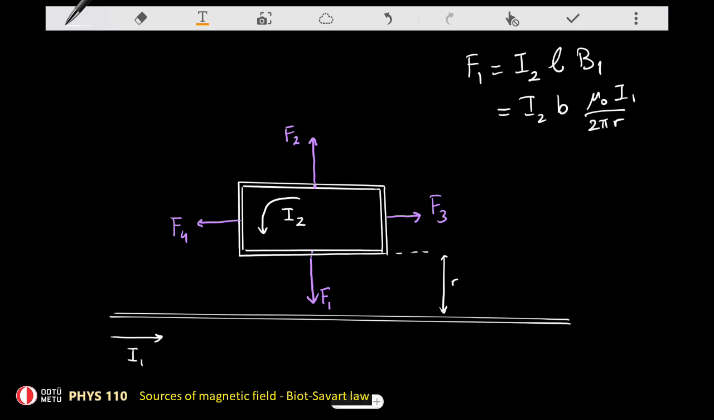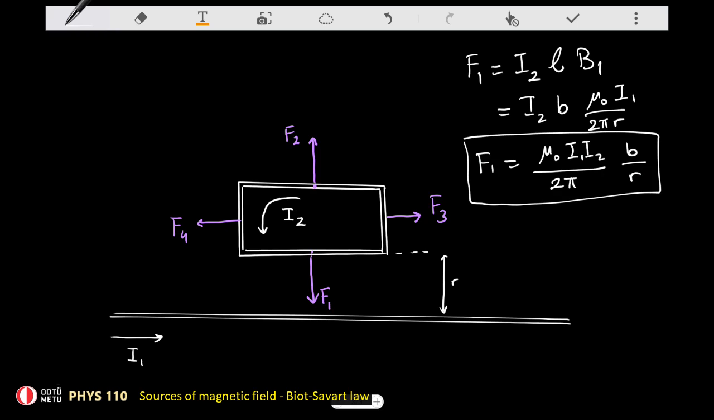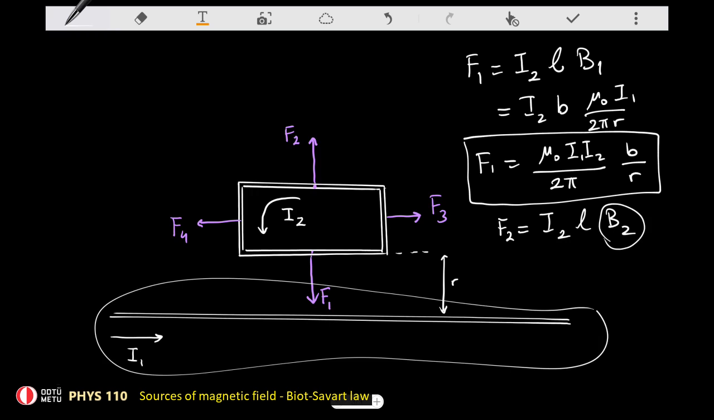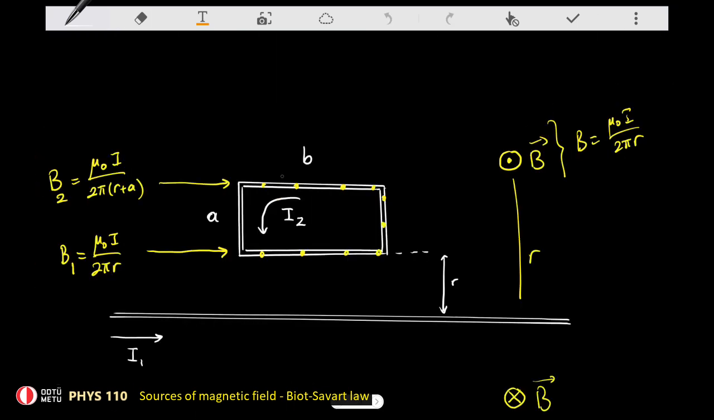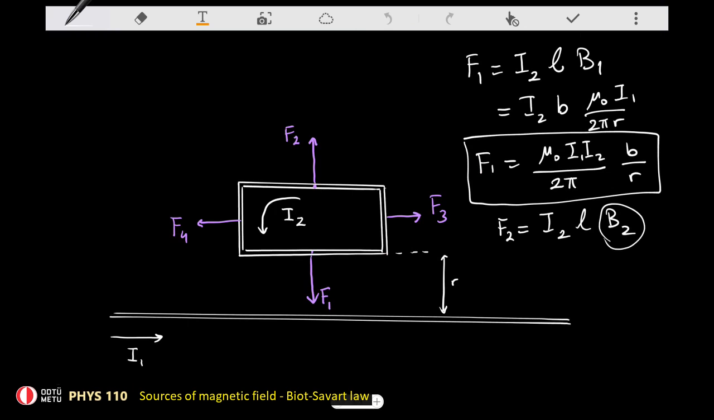Right, this is also what I have called B1 in the previous picture. So as a result, this is mu 0 times I1 times I2 divided by 2 pi, times b divided by r. Let's just write it down like that. F2 would be the same. Let me also write this down: this is I2 L B2, but this time by B2 I'm denoting the magnetic field created by that straight wire at the location of this far edge, right? That's the subscript that I have used in the previous picture. In here, I have called the magnetic field in here B2 and the magnetic field in here B1. Just remember this.